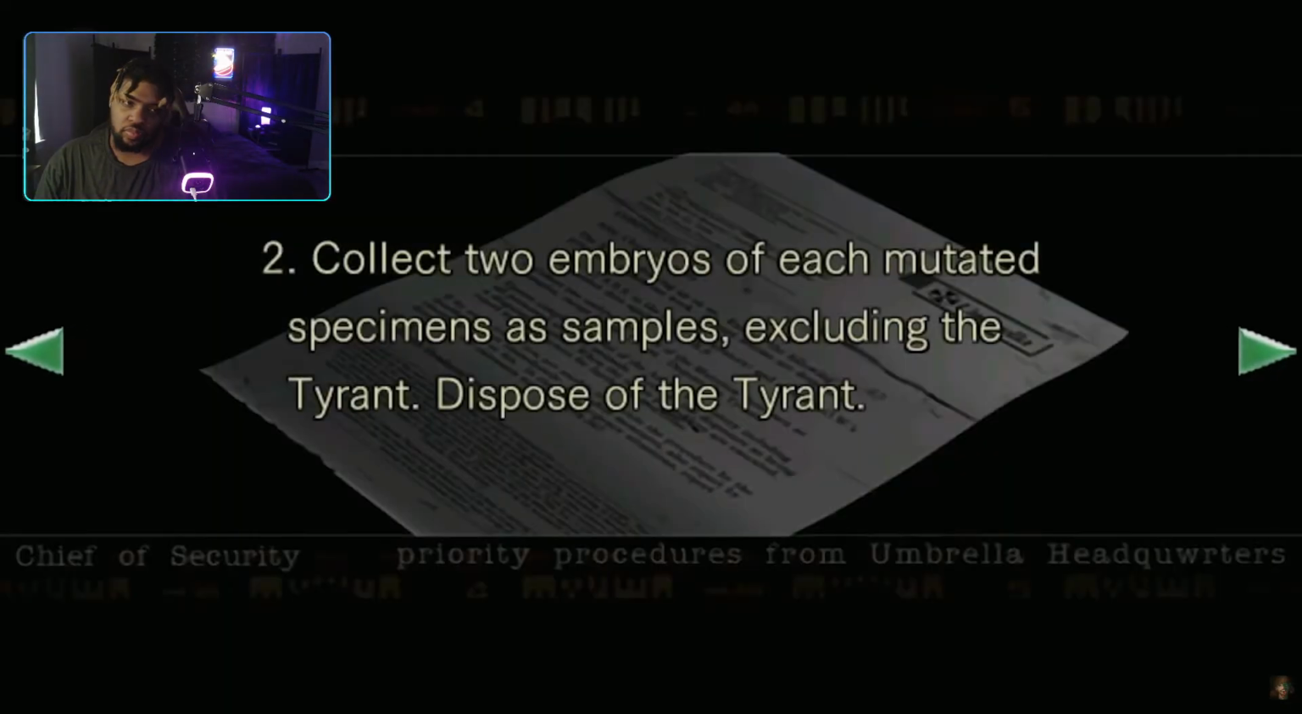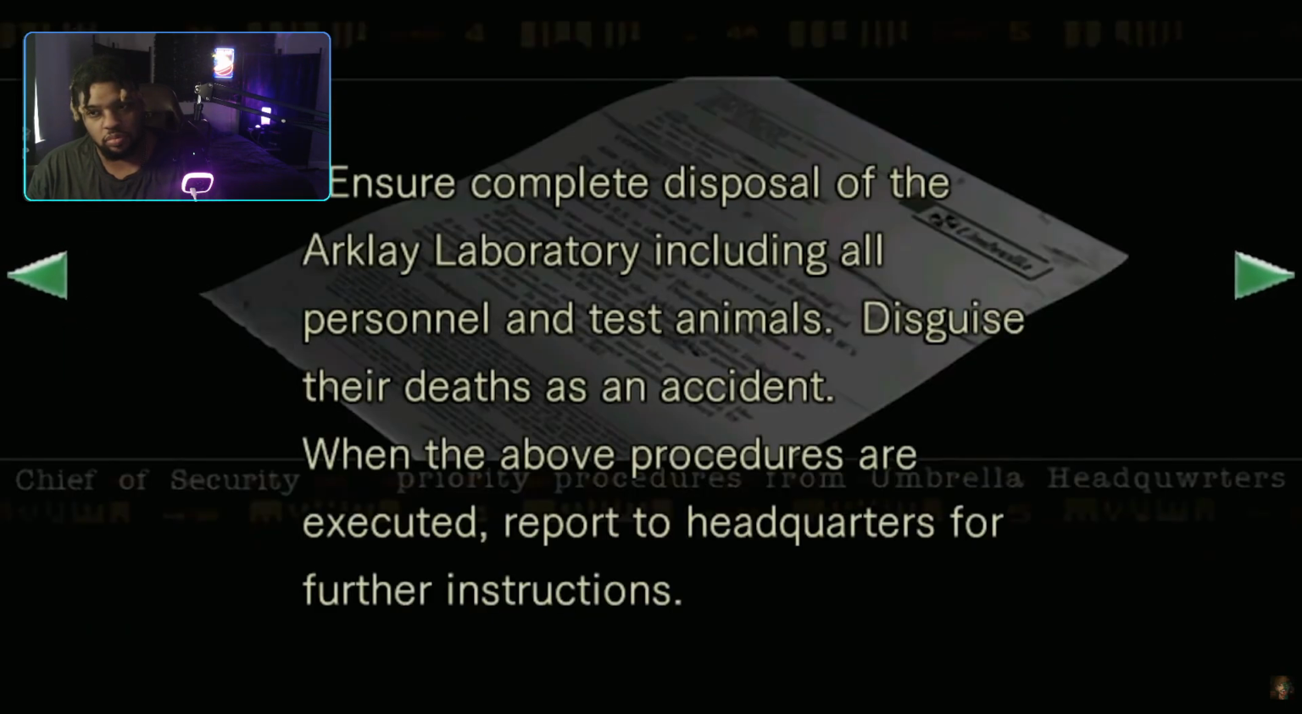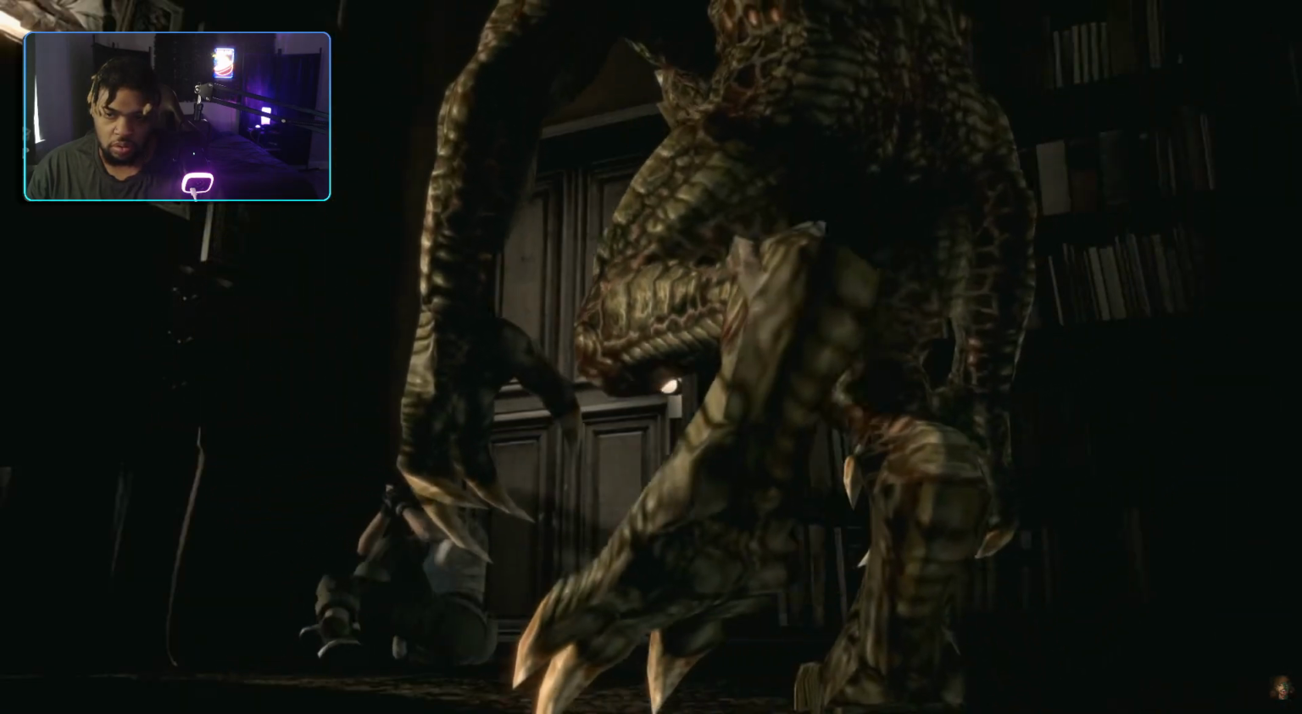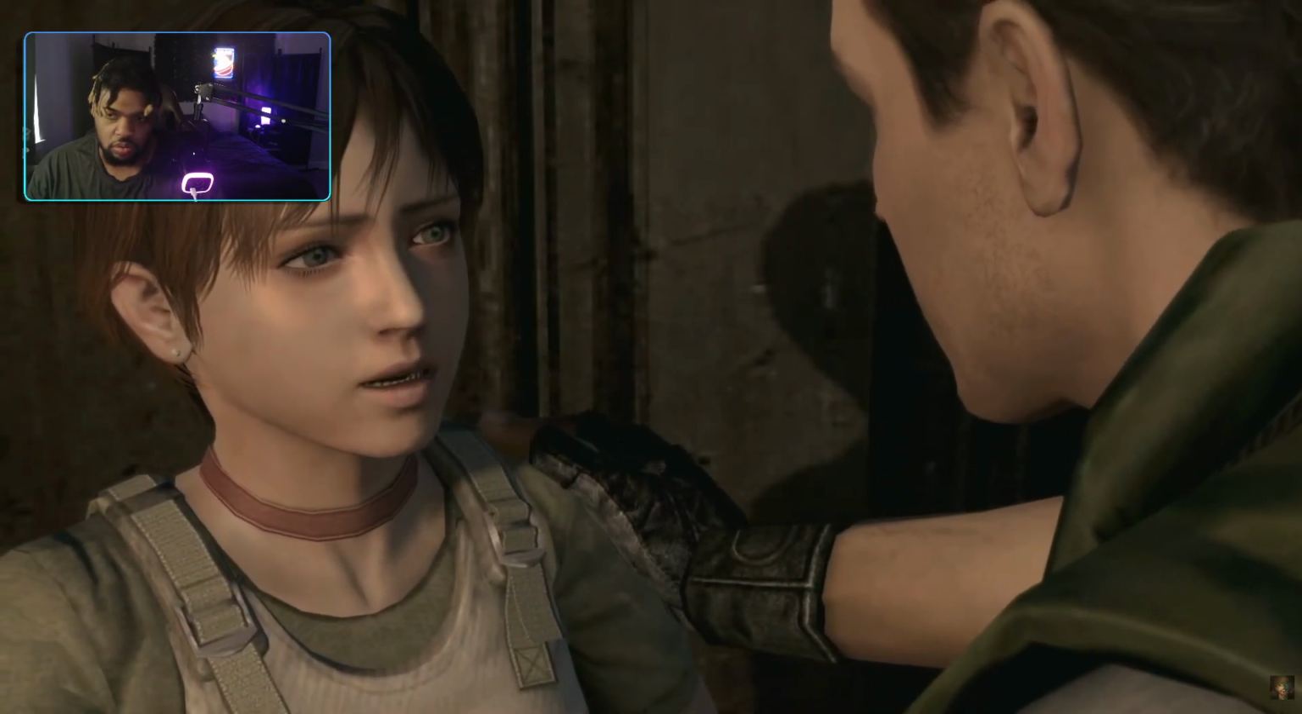Birkin. It reveals more about Wesker's plans, that he wants to collect 2 embryos of mutated specimens and would dispose of the Tyrant. All personnel were to be disposed of, including all test subjects, with the whole thing designed to be reported as an accident. These orders had come straight from Umbrella headquarters, but of course Chris has no idea yet that Wesker is a traitor. Chris later saves Rebecca from a hunter attack, and he tells her they have to find the others and find a way out of there.